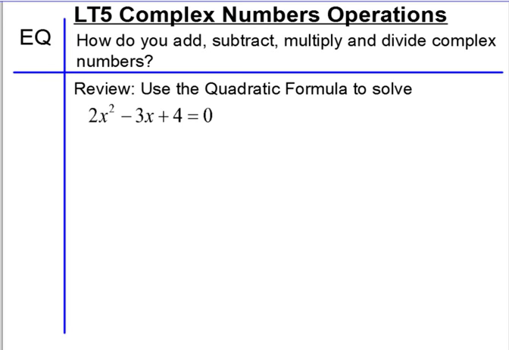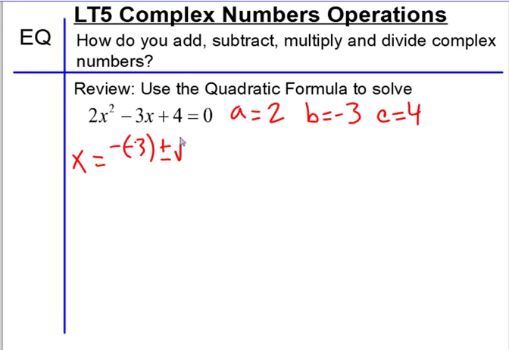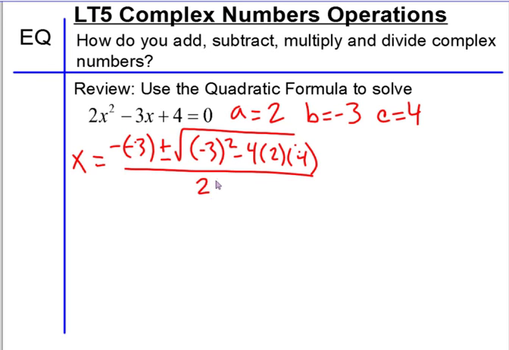As a little bit of review about what complex and imaginary numbers are, let's use the quadratic formula on this quadratic. In this quadratic, we have an a of positive 2, a b of negative 3, and a c of 4. So let's plug that into our quadratic formula. x is equal to negative b plus or minus the square root of b squared minus 4 times a times c, all divided by 2a.